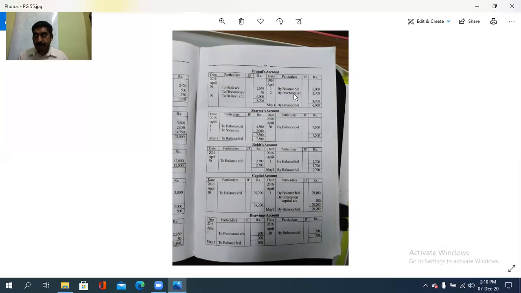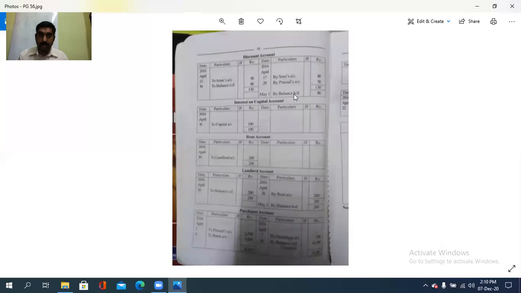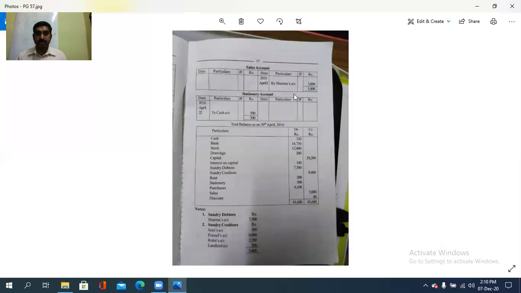Capital, there should be a balance, because that is on the liability side of the trial balance, the credit side. Drawings account is also an expense item. Then discount allowed and received, interest on capital, rent account, landlord account, purchases account, then sales account and the stationery account. So see: cash, bank, stock, then drawings, capital, interest on capital. Interest on capital is on the opposite side of capital.